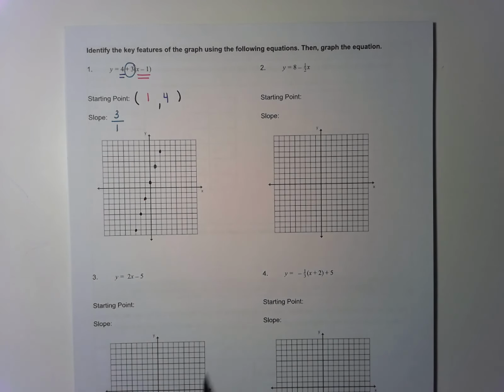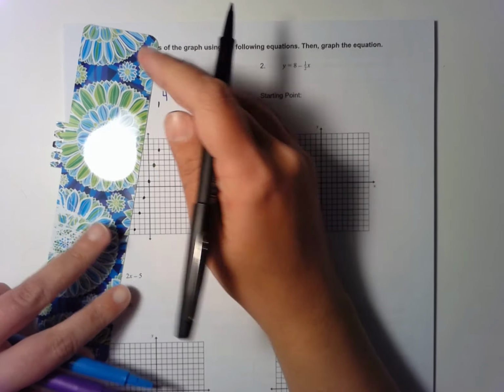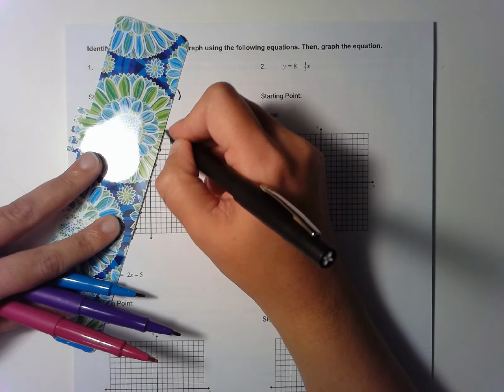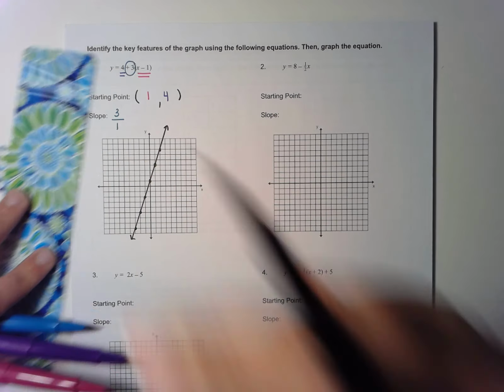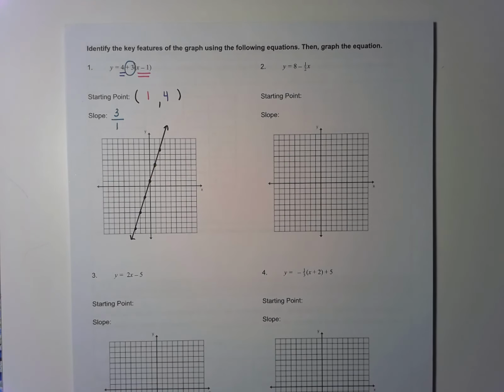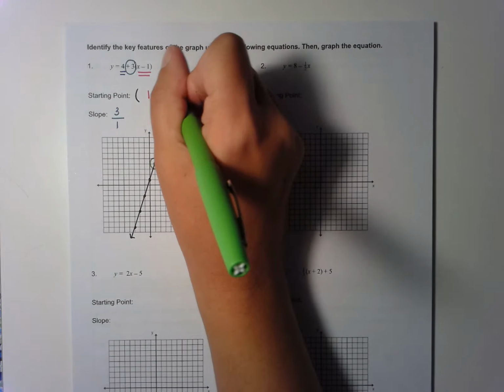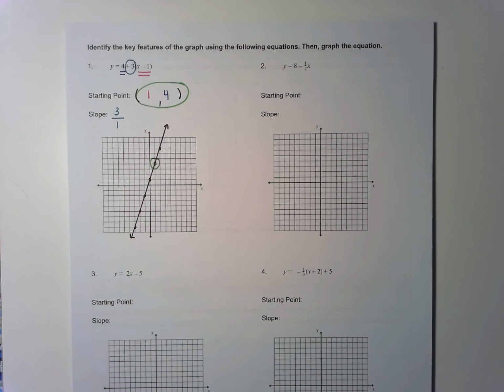And then you can connect your dots by just drawing a nice straight line. Now you do want to make sure that you use a straight edge here, and you want to make sure you put arrows on your graph. For problem number 2, and I should circle this. This was the starting point of the graph. That was the 1, 4 that we started at.